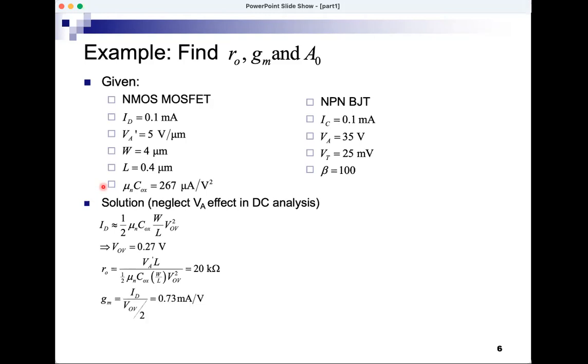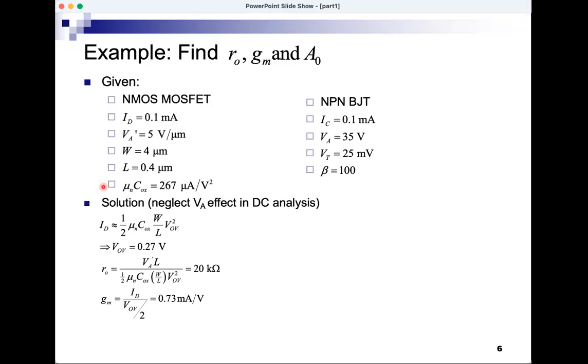GM is ID over half VOV. ID is 0.1 milli, VOV is 0.27 volt, and I get 0.73 milliamp per volt. Okay, so these are typical values for a MOSFET, like an RO in the tens of kilo ohms and a GM around 1 milliamp per volt, in the range of maybe a fraction or a few milliamps. Typical values.